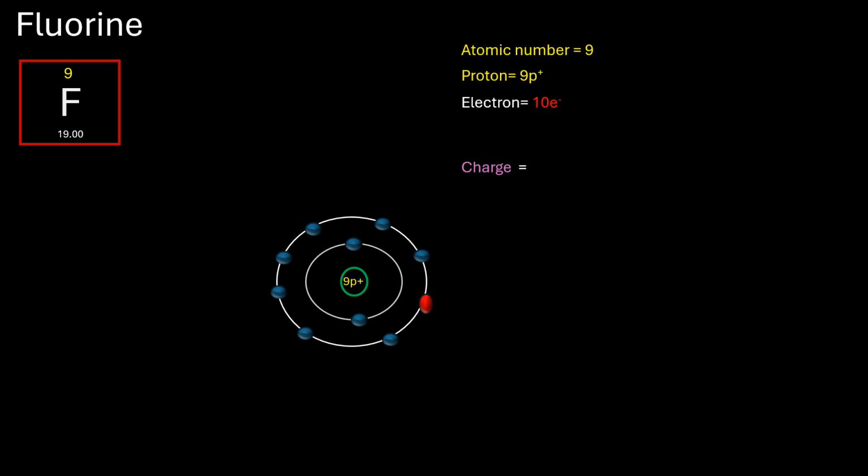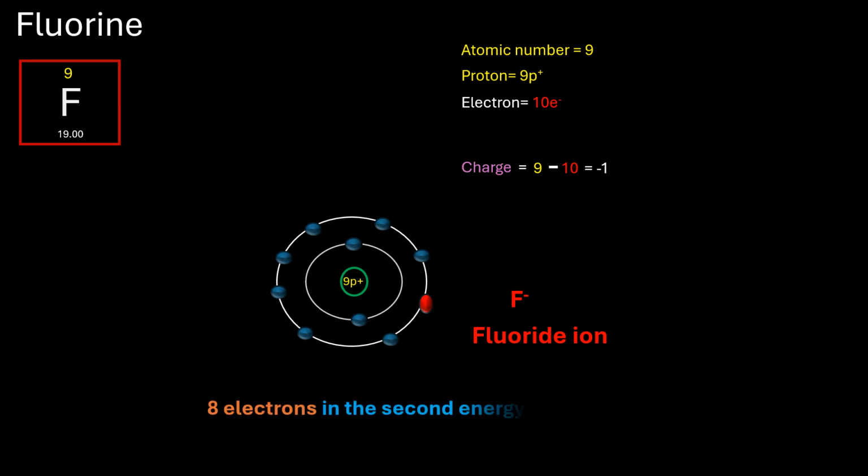Let's account for the charge. The number of protons is still 9, but the number of electrons has changed. We now have 10 electrons. So 9 minus 10 is -1. Fluorine now has a charge, so we call it the fluoride ion because it has a negative charge. Why? It gained an extra electron. Fluorine now has 8 electrons in the second energy level, so it fulfills the octet rule. It looks just like neon. It has a noble gas configuration now.